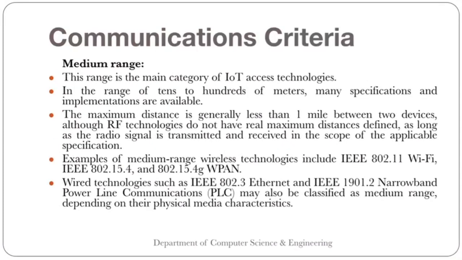Then there is medium range. This range is the main category of IoT access technologies. In the range of tens to hundreds of meters, many specifications and implementations are available. In this range we have lots of different wireless technologies so that devices can communicate with each other. The maximum distance is generally less than 1 mile between two devices, although RF technologies do not have a real maximum distance defined, as long as the radio signal is transmitted and received within the scope of the applicable specification.